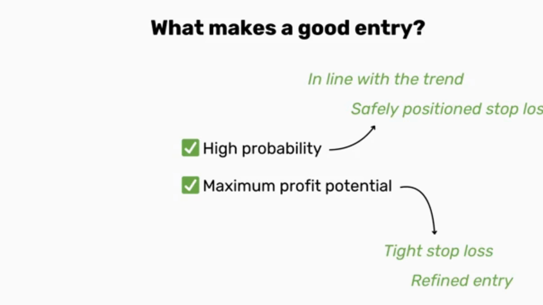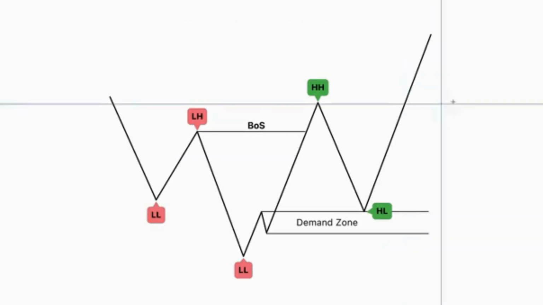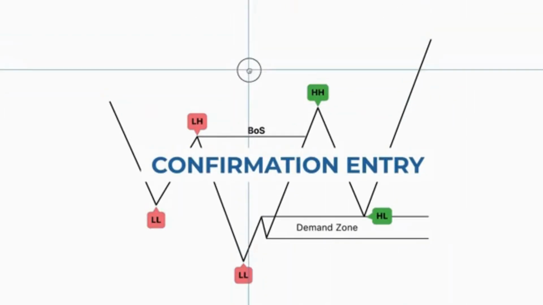To maximize profit potential, we need a reasonably tight stop loss because this will allow us to build our risk reward along with a refined entry. These two things together create large risk reward, which will amplify the profits that you can get from your trades. So there is one great entry model that does all of this, and that is this entry model here, which I call a confirmation entry.